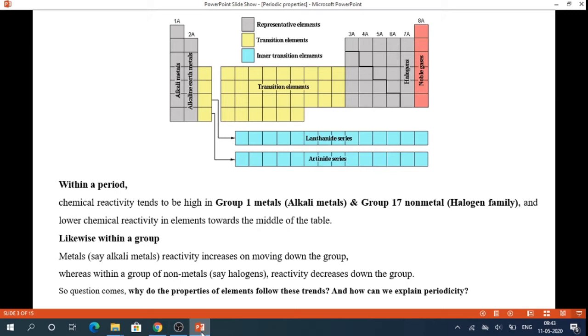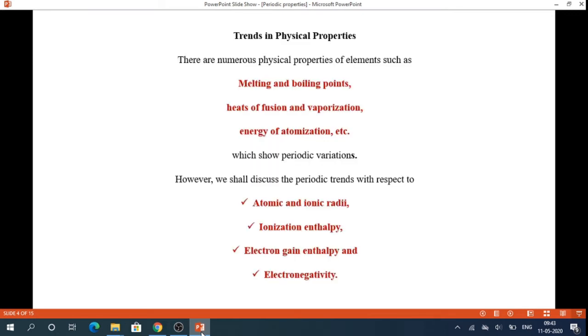But why do the properties of elements follow these trends, and how can we explain the periodicity? To answer this question, we must look into the theory of atomic structure and properties of the atom. In this section, we shall discuss the periodic trends in certain physical and chemical properties and try to explain them in terms of the number of electrons and energy levels.